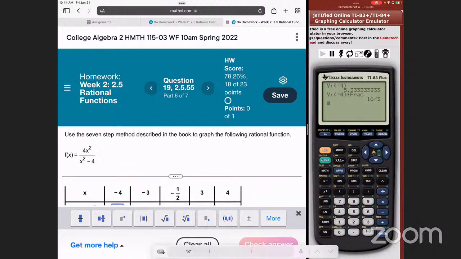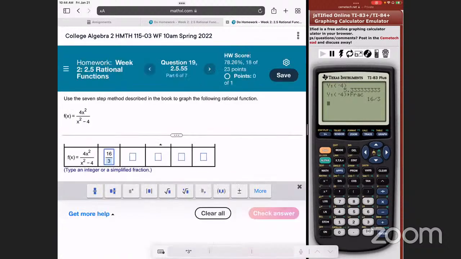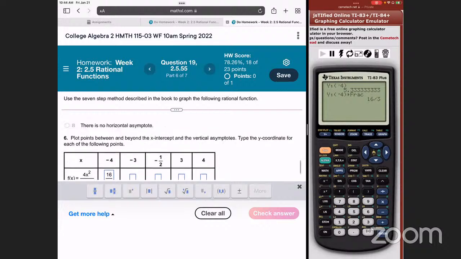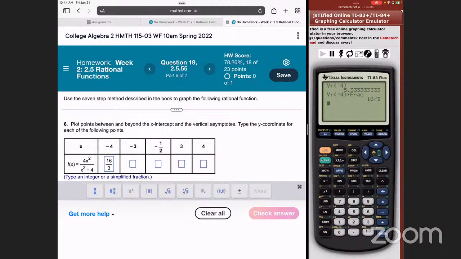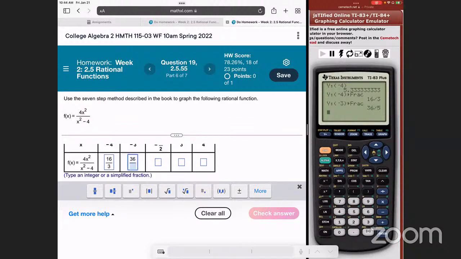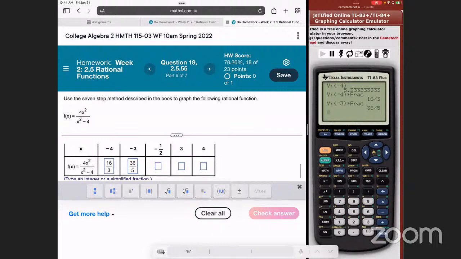Let's break it down a little bit. When x is -3, right? Over here on the calculator, I'm going to hit second enter to recall what I typed in before, and I'm just going to change the 4 to a 3. Now we got 36/5. So I'm just going to type in 36/5. Okay. The next one, we got a -1/2.